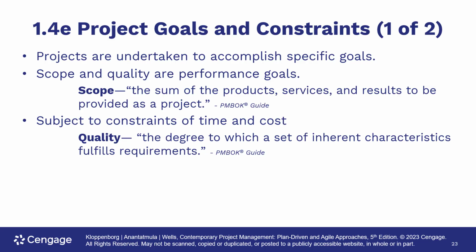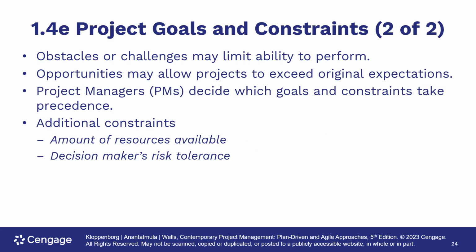Subject to constraints in time and cost. When we talk about quality, it's the degree to which a set of inherent characteristics fulfills requirements. When you're dealing with project goals and constraints, the scope and the quality measure performance and should result in outputs that ultimately satisfy the customer. You have to consider the scope and the quality subject to the constraints of time and cost. Always remember that.